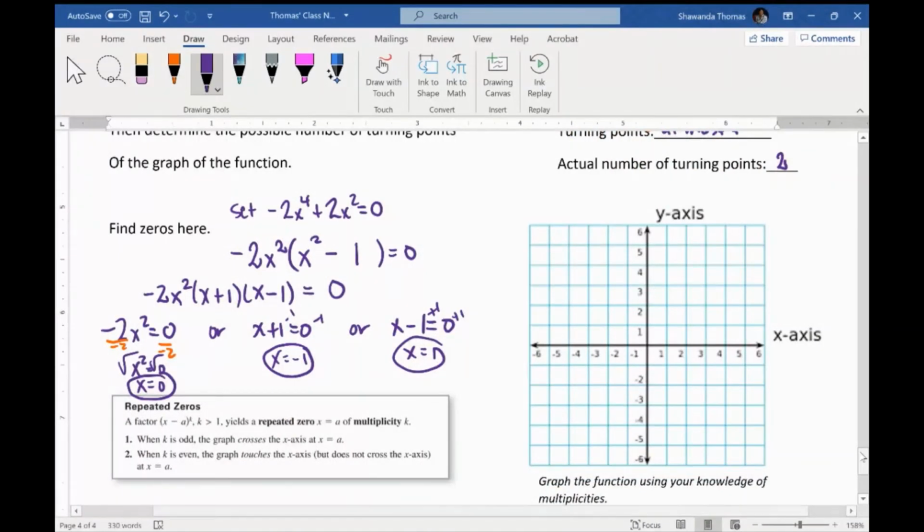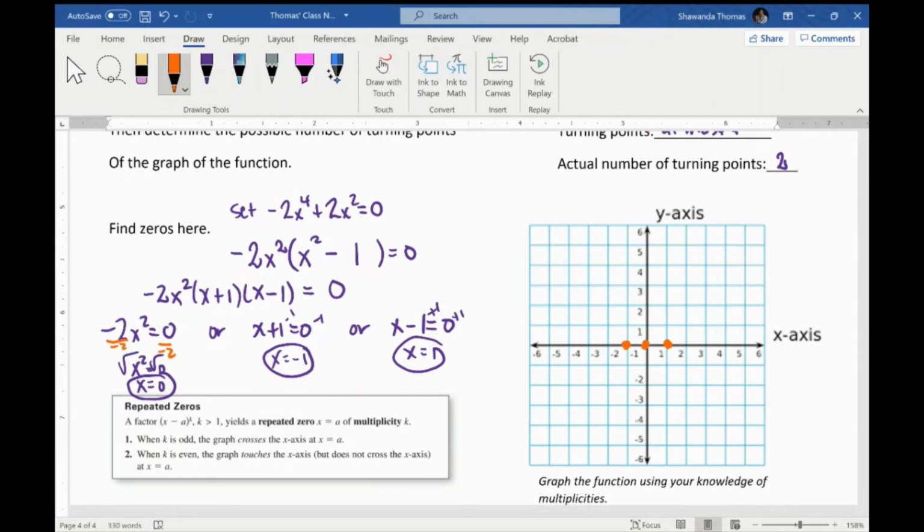So now let's plot our x-intercepts on the graph on the right. Give me one x-intercept. 0, 0. All right. What else? -1, 0, and 1, 0. Okay, very good.